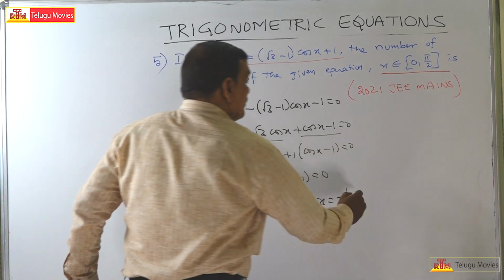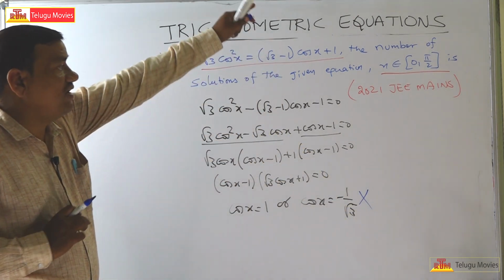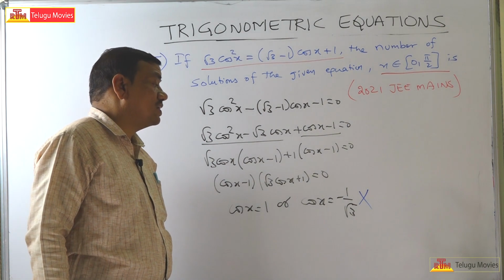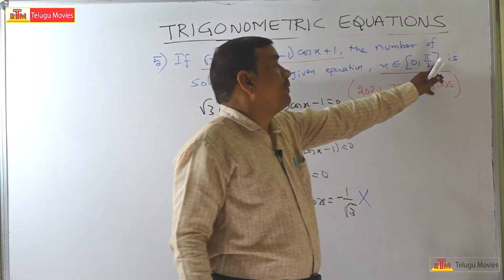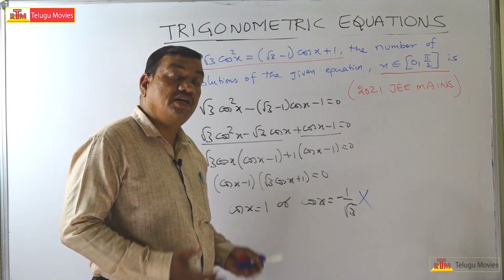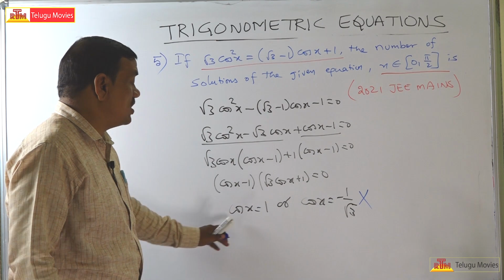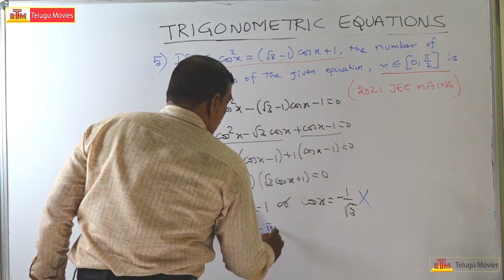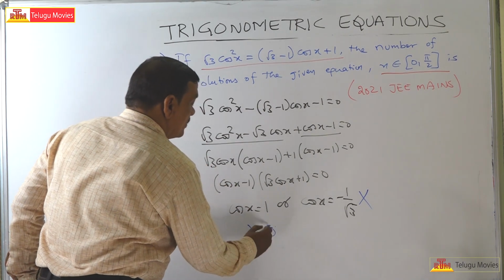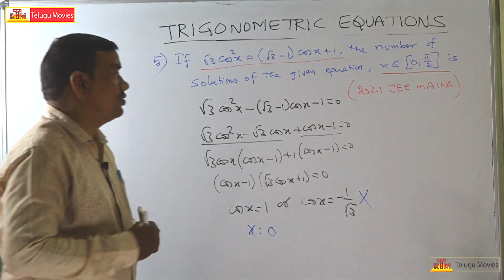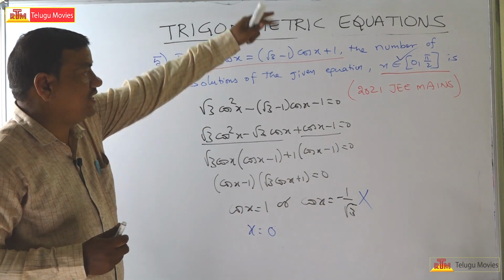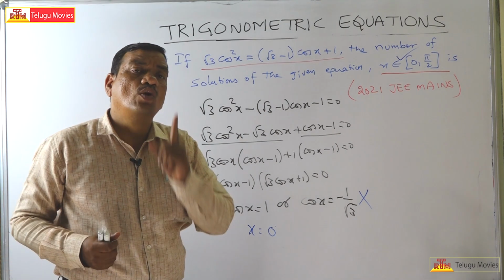So cos x is equal to minus 1 by root 3 cannot be your answer. Why? Because here the interval is from 0 to pi by 2 only, so you will only get positive angles. From 0 to pi by 2 means it is in the first quadrant. In the first quadrant cos is positive, but here we got a negative value, so we will discard this value. Cos x is equal to 1 means x is equal to 0. So 0 is included here. So how many solutions are there? One and only one solution we have.